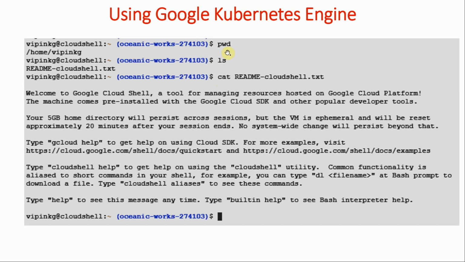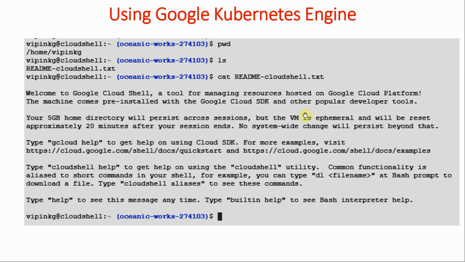When I type the command pwd, it will show me my home directory, because I used this account for logging into Kubernetes Engine. And when I run the ls command, it shows me the files which are available by default. By default one file is available, README-cloudshell.txt. You can open this file and read the instructions.